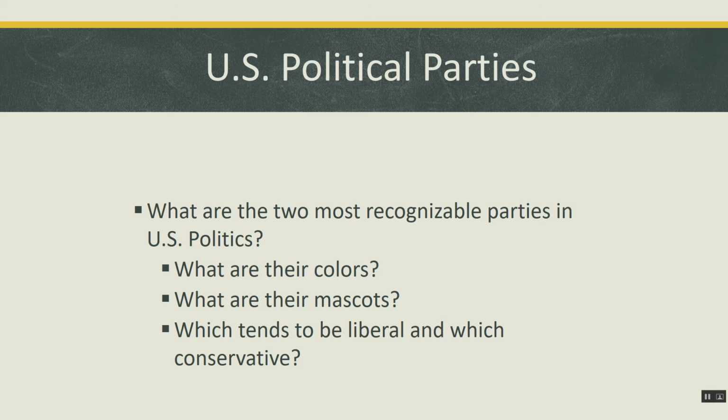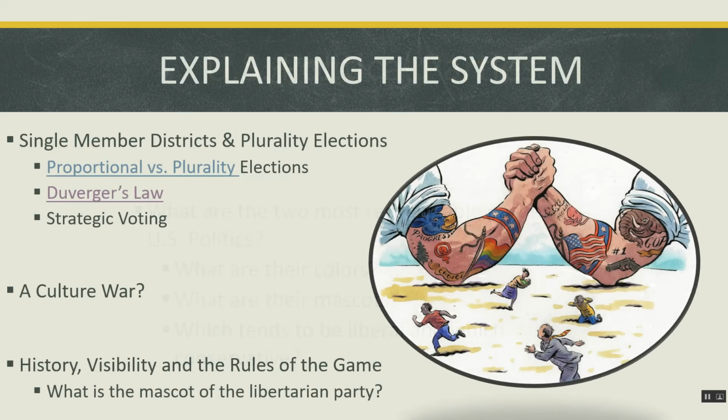You probably know that the color associated with the Republican Party is red. The color associated with the Democratic Party is blue. Republicans use the elephant as their mascot, whereas Democrats use the donkey. The Democratic Party tends to be liberal, and the Republican Party tends to be conservative. But this visibility is actually somewhat surprising, right? Because contrary to what you might think, Republicans and Democrats do not make up a majority of the general population.